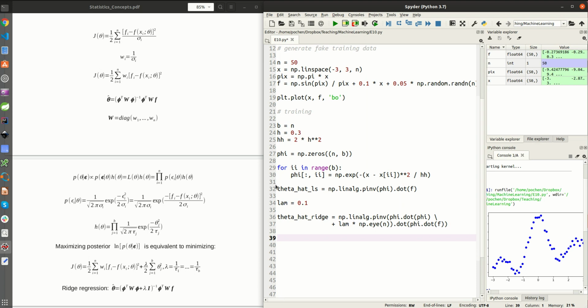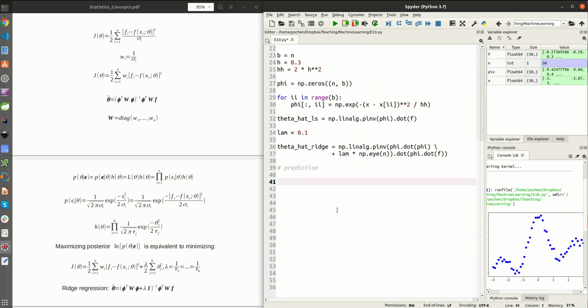And once we got the theta hat LS, least square, and then theta hat ridge, we're done with our training, right? The optimal theta is trained with different algorithms. One is with the least square, and the other one is with the ridge regression algorithm, right? And now let's try to actually make some predictions. The prediction code is going to be very similar.